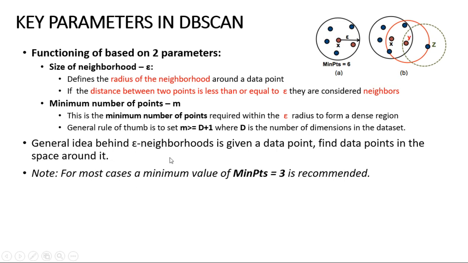So the general idea behind this epsilon neighborhood, why I am saying epsilon neighborhood is, as I told you already, if I have to identify the neighbor, I say it is a neighbor if the distance between the two data points is less than or equal to epsilon. If the distance is less than or equal to epsilon, I say it is a neighbor. Otherwise it's not a neighbor. So that's the general idea we use to form the clusters.